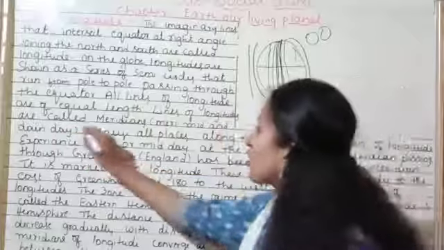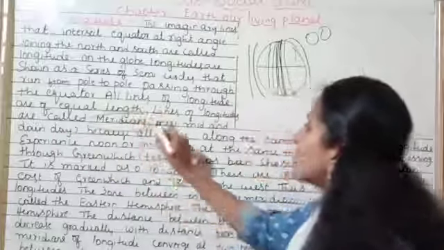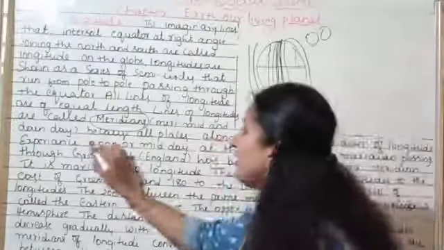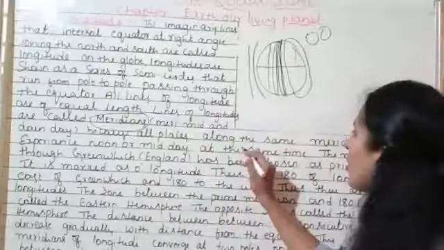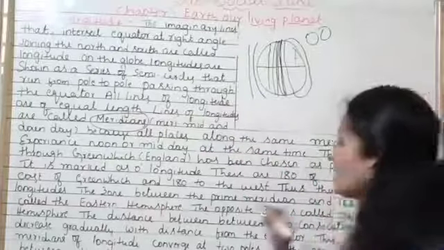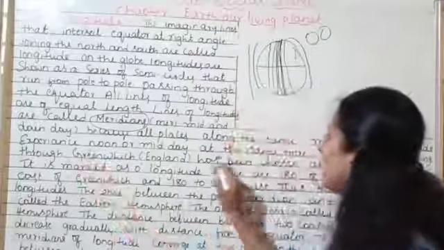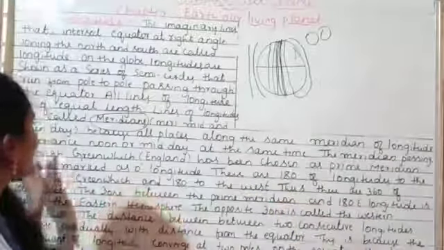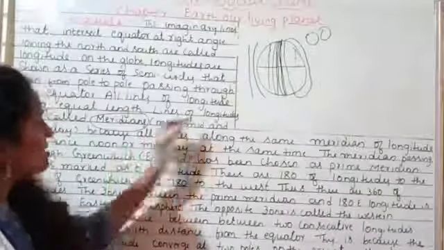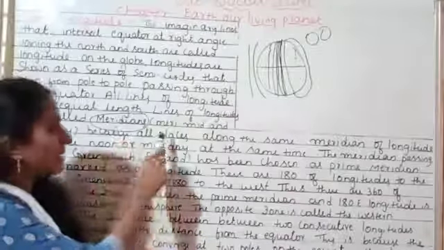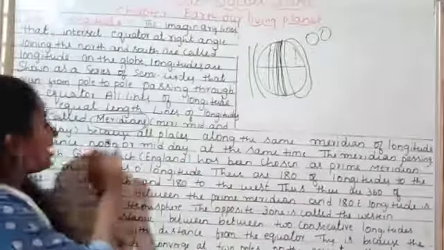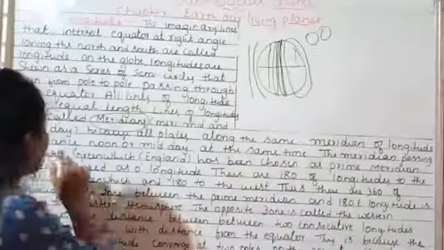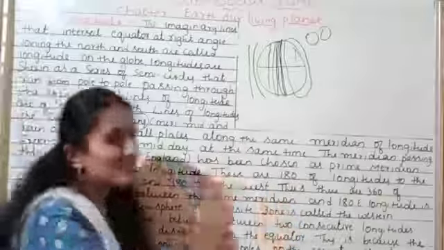Lines of longitudes are called meridians. Understand, children? Lines of longitudes are called meridians, because all places along the same meridian of longitude experience noon or midday at the same time. You have to understand this particular point.